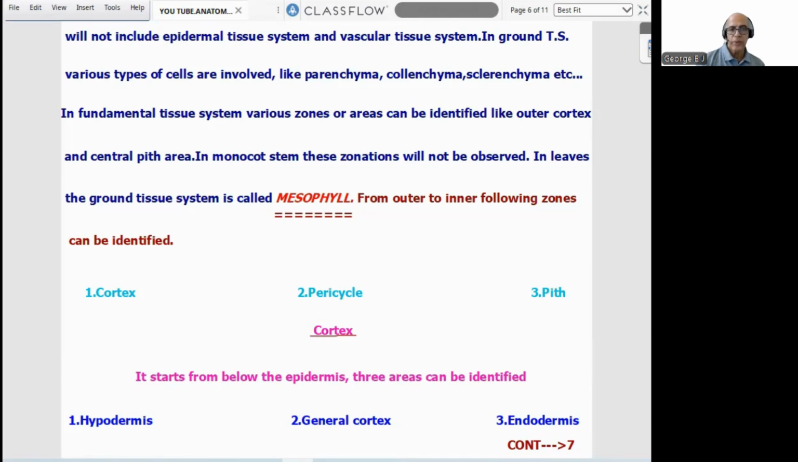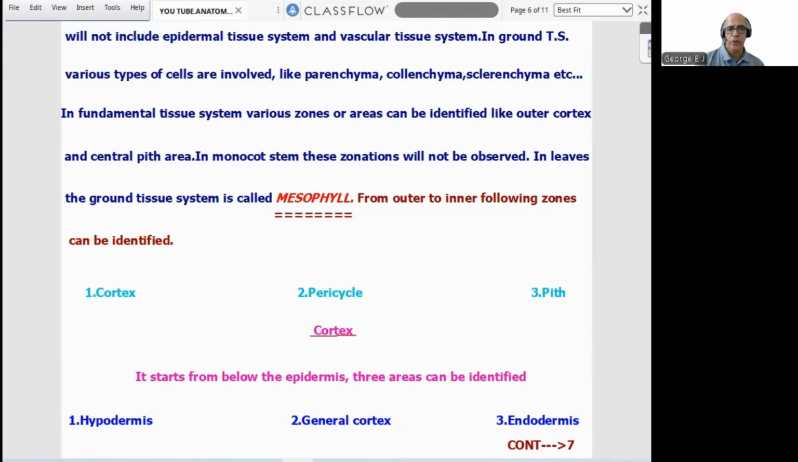In leaves, the ground tissue system is called, it's an important question, mesophyll. It is the photosynthesizing area in the leaf; next episode we can study it. So mesophyll comes under the ground tissue system. It's a famous question. From outer to inner, the following zones can be identified. So mesophyll is the ground or fundamental tissue system in leaves. I think that idea is clear. So from outer to inner, the layers or zones will be cortex, pericycle, pith.